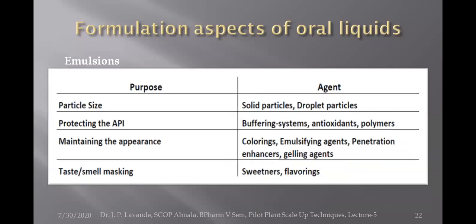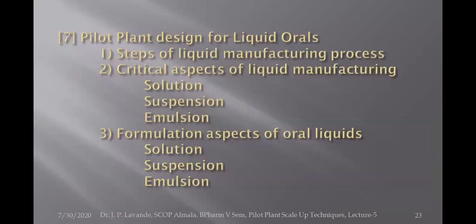When we are talking about the emulsions, the particle size is of great importance. In case of emulsions, the droplet size and the solid particles will play an important role. They should be in the specified range. Protecting the API with the help of the buffers, antioxidants, polymers, maintaining the appearance by using the coloring, emulsifying, penetration enhancers, and the gelling agents, and masking the taste and smell with the use of the sweeteners and the flavoring agents. So these are all required in case of the liquid formulations.